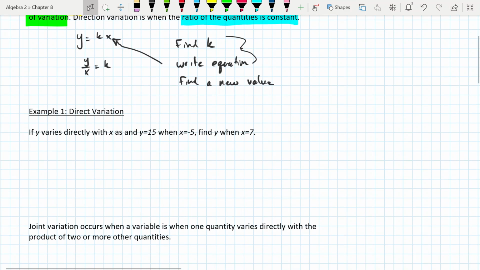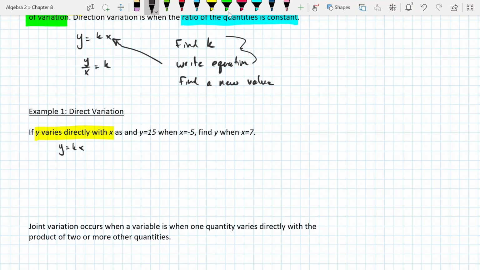Example 1, if y varies directly with x. As soon as I read that line, I think y equals kx. Those words tell me that equation.